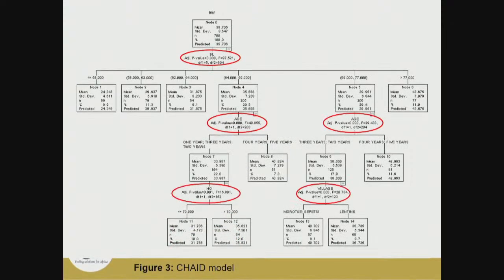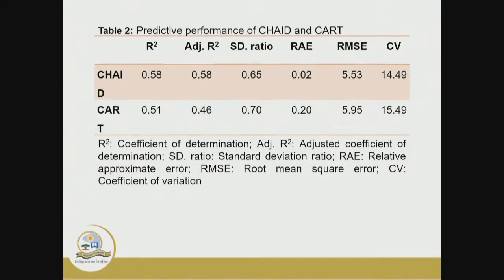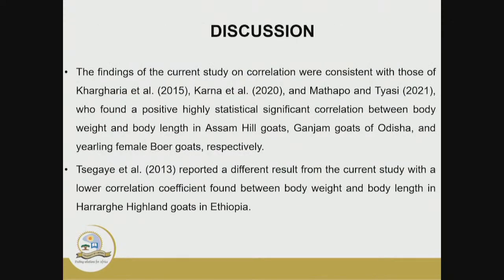Then to tell if the models performed better, we used the goodness of fit, where we were looking at the coefficient of determination. For the model to be good, the coefficient of determination has to be high, while the coefficient of variation and root mean square error should be low. In this case, our results indicated that the CHAID model was a better model compared to the CART one.